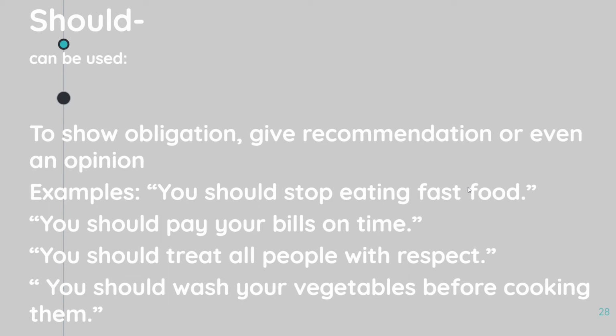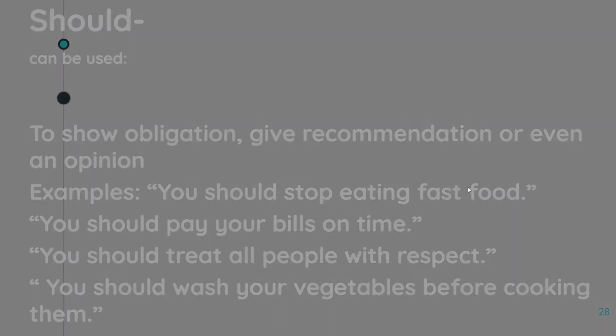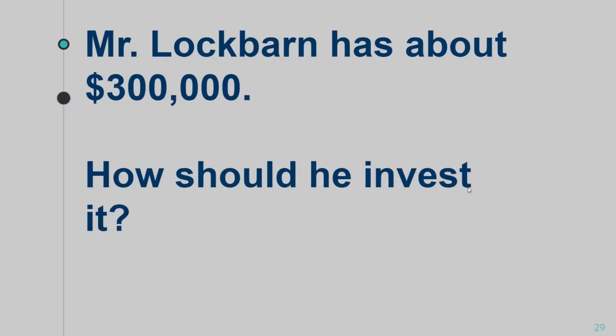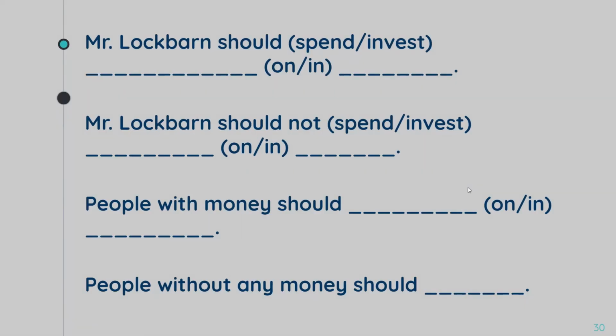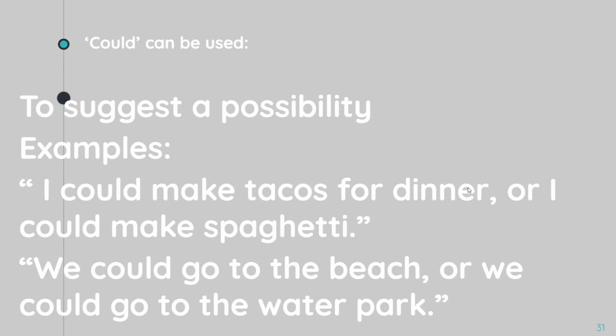So should is to show an obligation, to give a recommendation or your opinion. There's some sample sentences there. And should is kind of a judgment. It's what your opinion is, what you think he should do. So Mr. Lockbourne has about $300,000. How should he invest it? There's many answers here, right? But also pay attention to our preposition on or in and match the on or in to the item that you are suggesting.